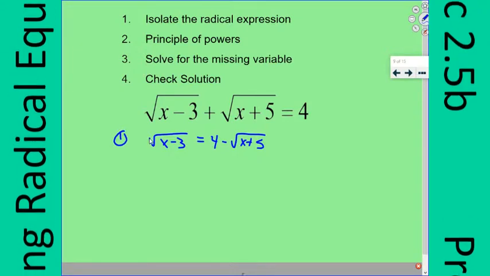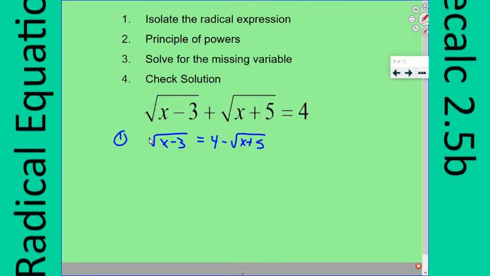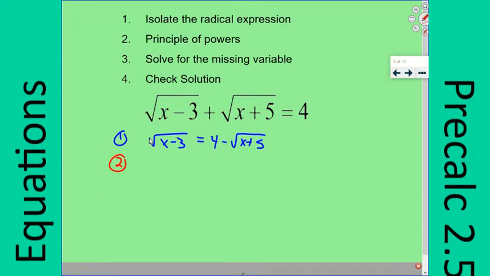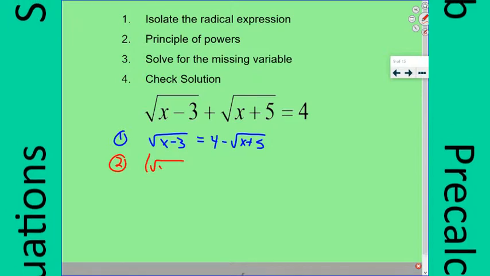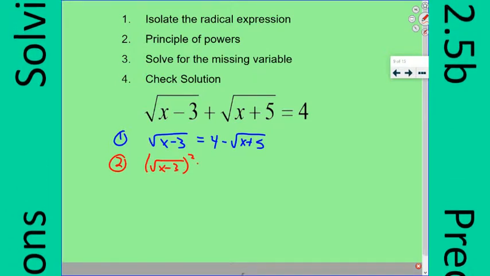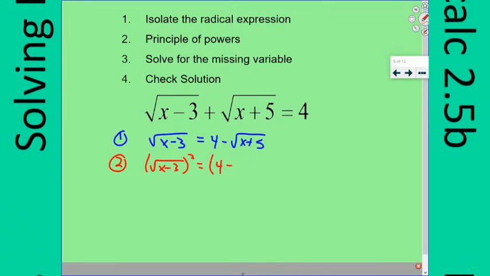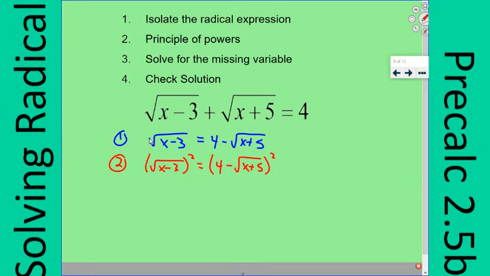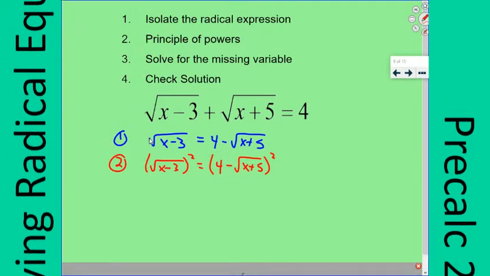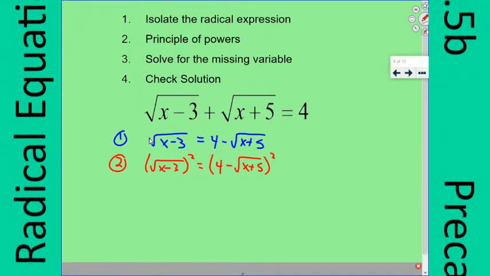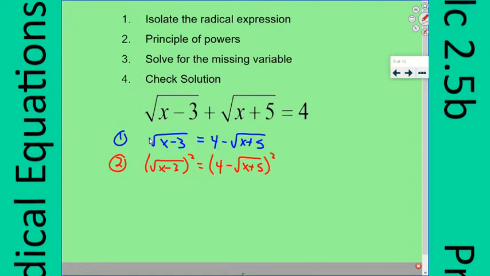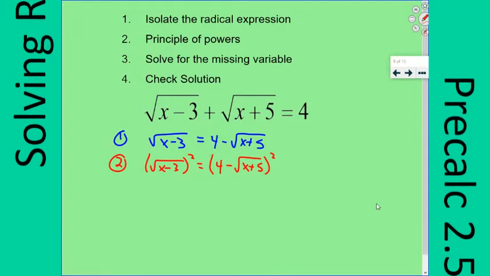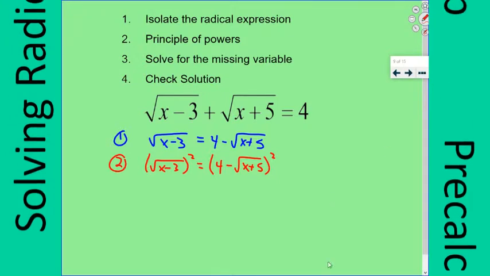Okay? Then we are going to move into the principle of powers side of this, where we take and we square both sides. So we do the square root of x minus 3, squared, equals this thing, 4 minus the square root of x plus 5, squared. Okay? So then from here, we need to expand these. When we expand these, we get something that should look like this.